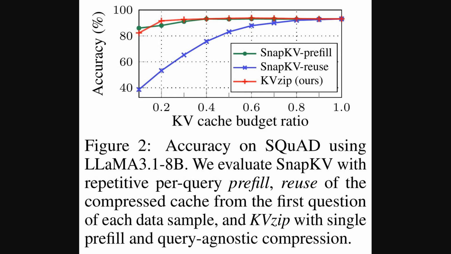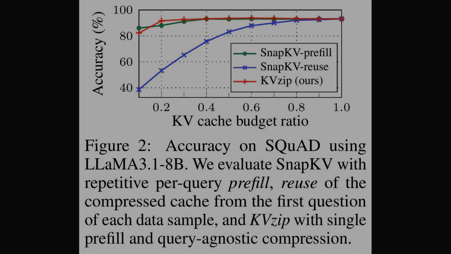Alright, so after that whole reconstruction process, how well does the resulting compressed cache actually perform? Well, this chart gives us the answer. We're looking at accuracy on the SQuAD benchmark, using a Llama 3.1 8B model. The x-axis shows the key value cache budget ratio, which is just the percentage of the original memory that we keep. What's really striking is how KVzip in red hugs that top green line. Even when we throw away 70% of the cache, at a 0.3 budget ratio, the accuracy barely budges. Meanwhile, reusing a cache from a previous query, shown in blue, just plummets.